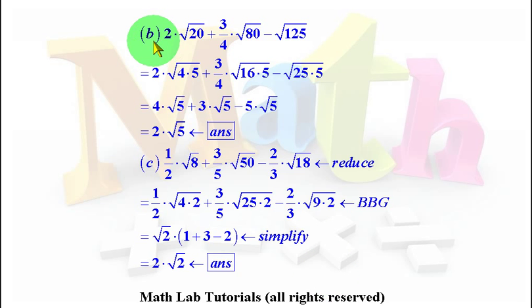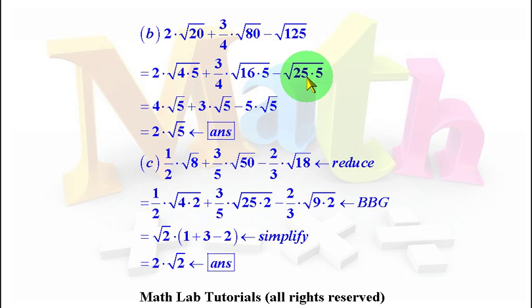Let's look at part B here. We have 2 root 20 plus 3/4 root 80 minus square root 125. So again, the objective is to try to reduce each of these radicals if possible. 20 can be rewritten as 4 times 5, 4 being the perfect square and 5 being the bad guy. 80 can be rewritten as 16 times 5, 16 being the perfect square and 5 is the bad guy. 125 can be rewritten as 25 times 5. 25 is the perfect square and 5 is the bad guy.